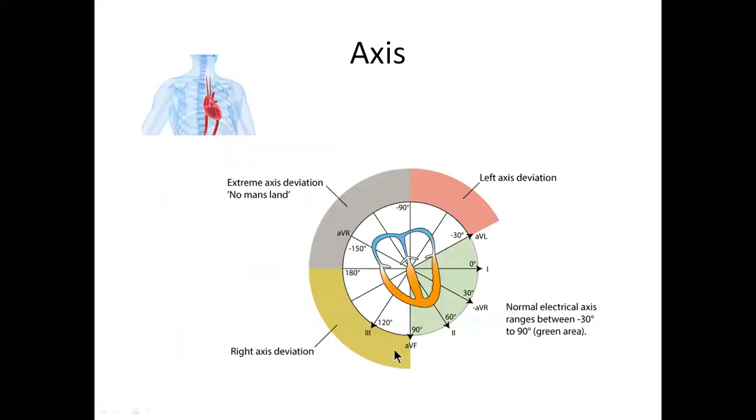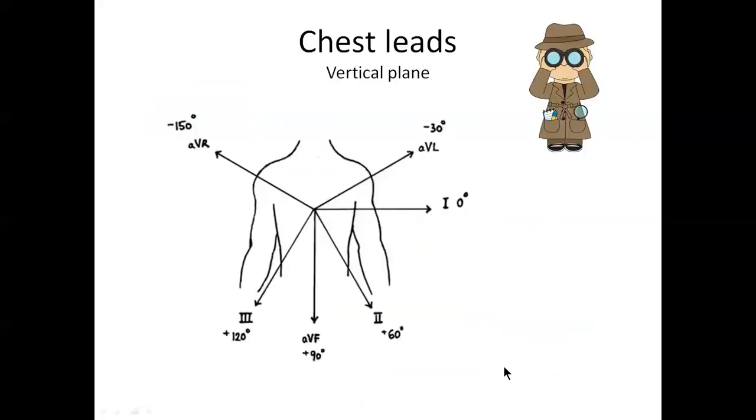But there is a range. It could be from minus 30 to 90, and that is considered normal. So minus 30 to 90 is considered normal. Anything beyond that towards the left side is called left axis deviation, and to the right is called right axis deviation. Now, this is a typo. This should be limb leads. And the way we decide on the axis is by using the limb leads.